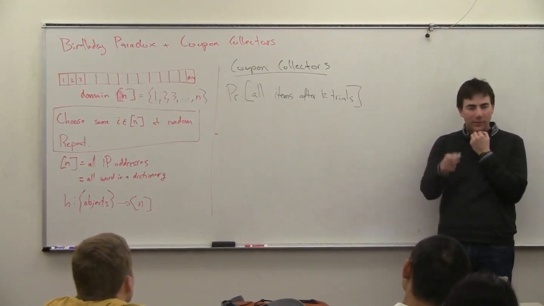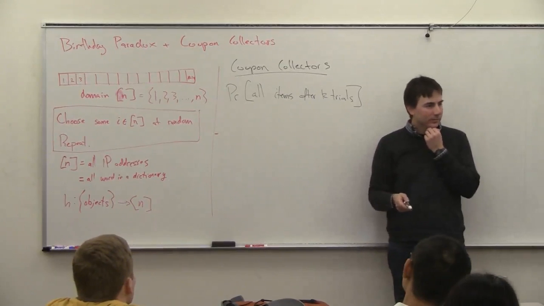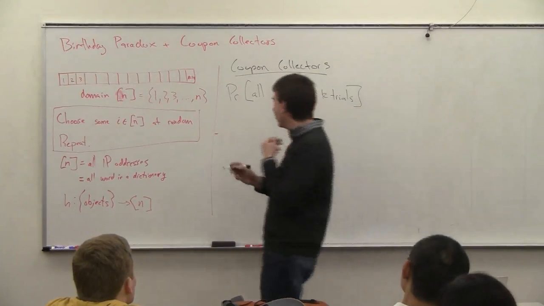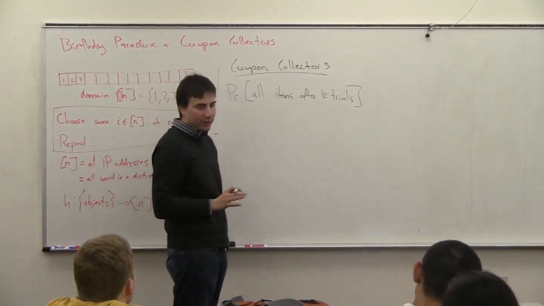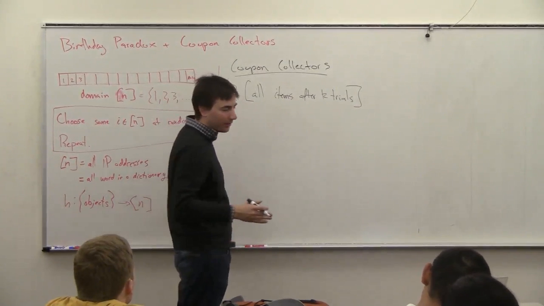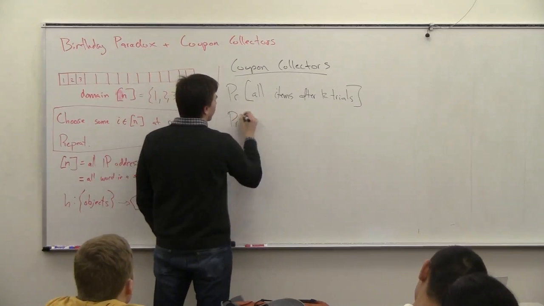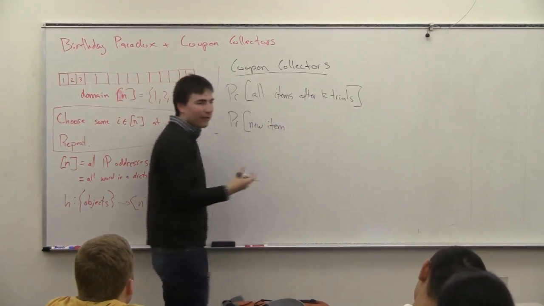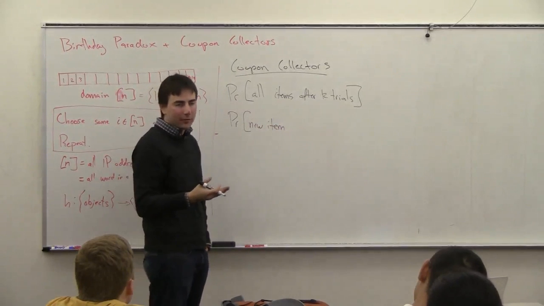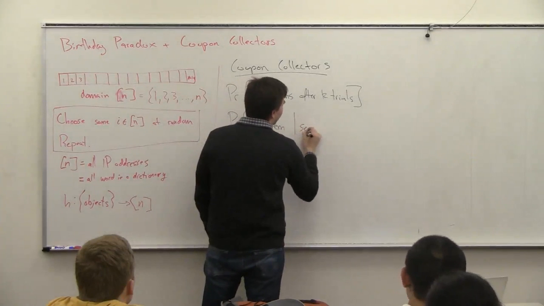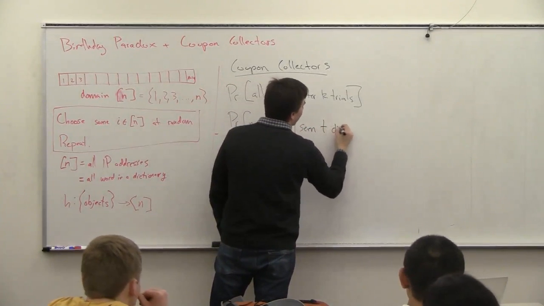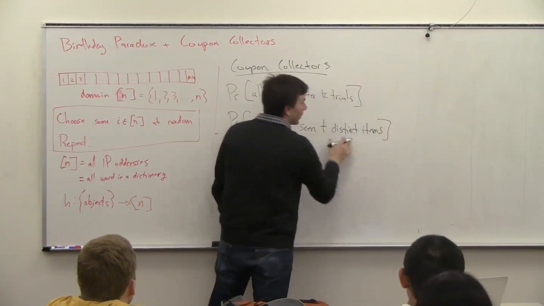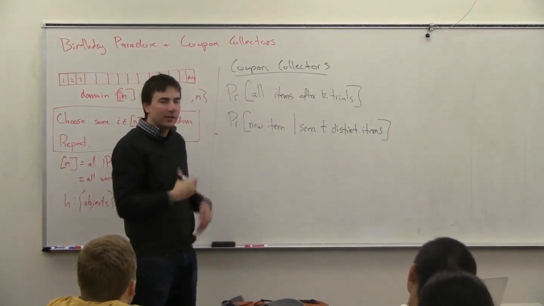Some people had heard this before. Did anyone remember how you analyze this? The right way is to think of a slightly simpler version of it, and we'll analyze that, and then we'll glue a bunch of these together. So the probability of a new item, after we've seen t distinct items, where t is something less than n.